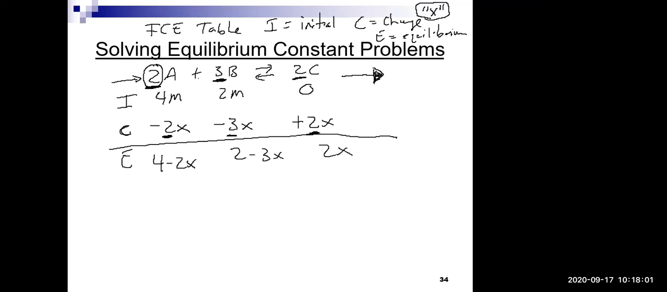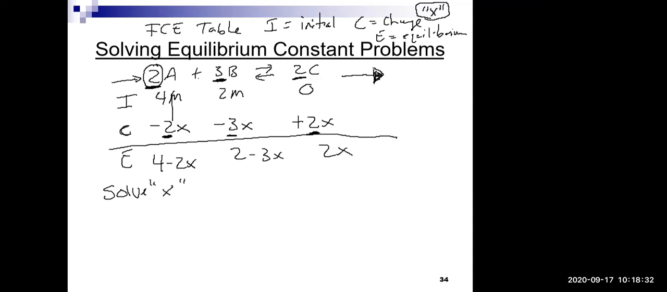So this is the basic way that an ICE table kind of looks like. We do our initial concentrations. We use X to represent the change. And again, if it is proceeding from reactants to products, our reactant sign would be minus and our product side would be positive. And then we carry it down. So the question is, what do we do now? So the goal at this point really is to solve for X. And we want to solve for X.